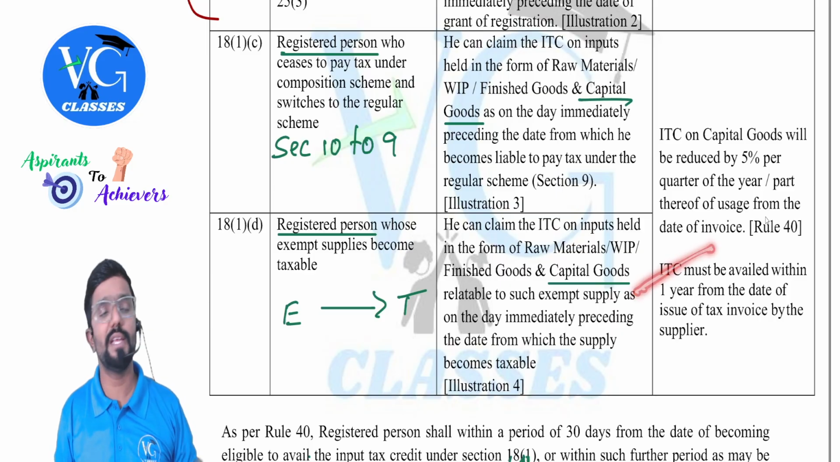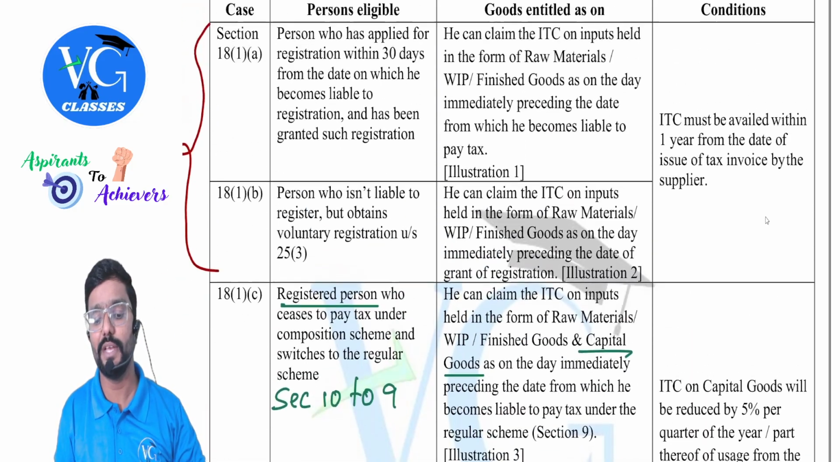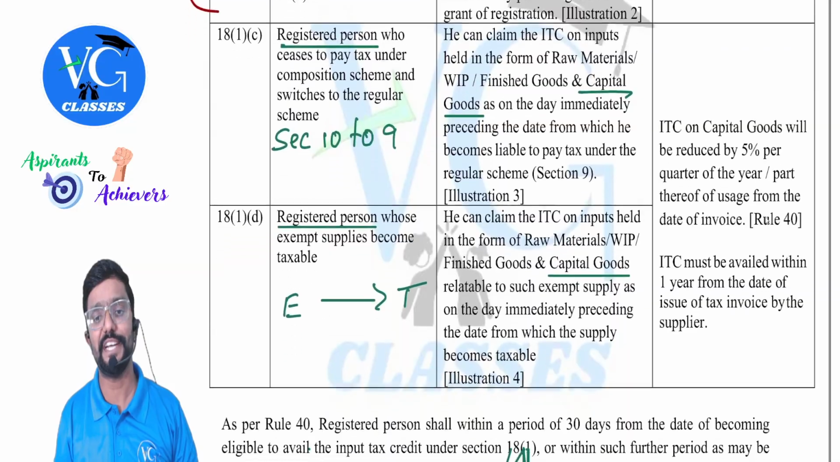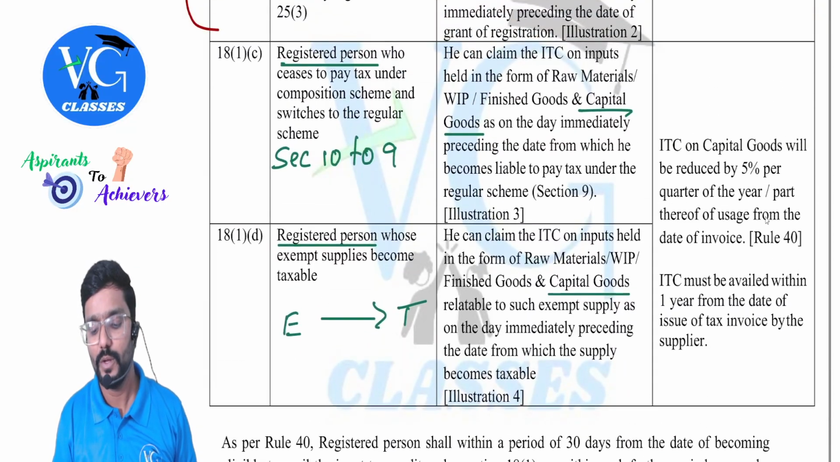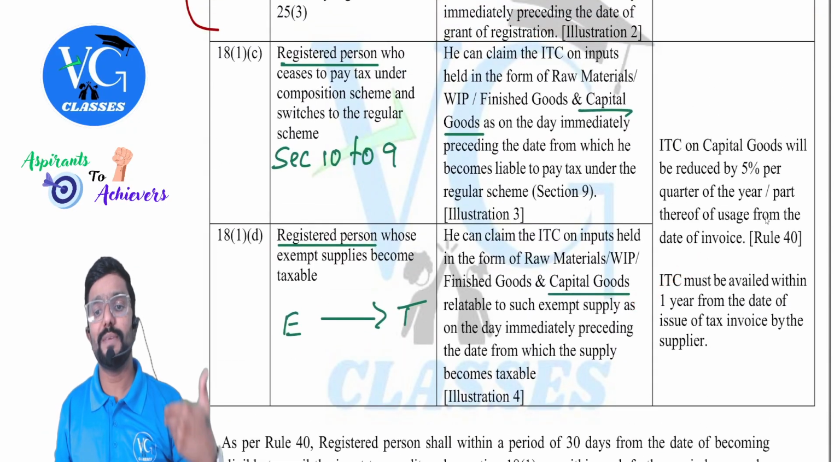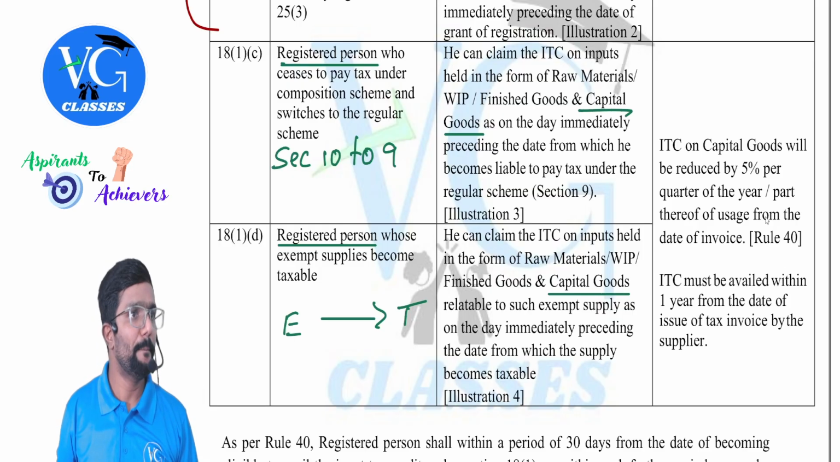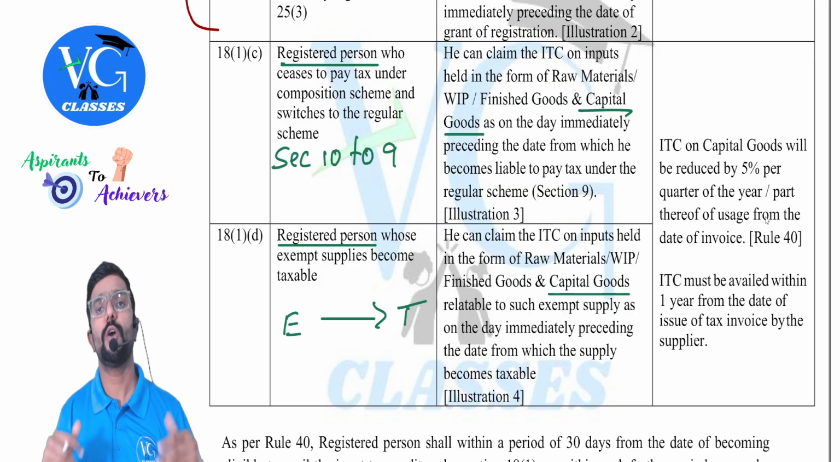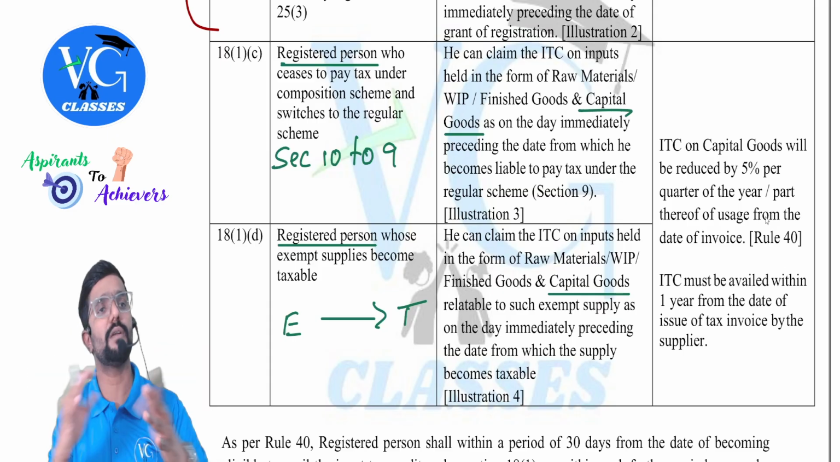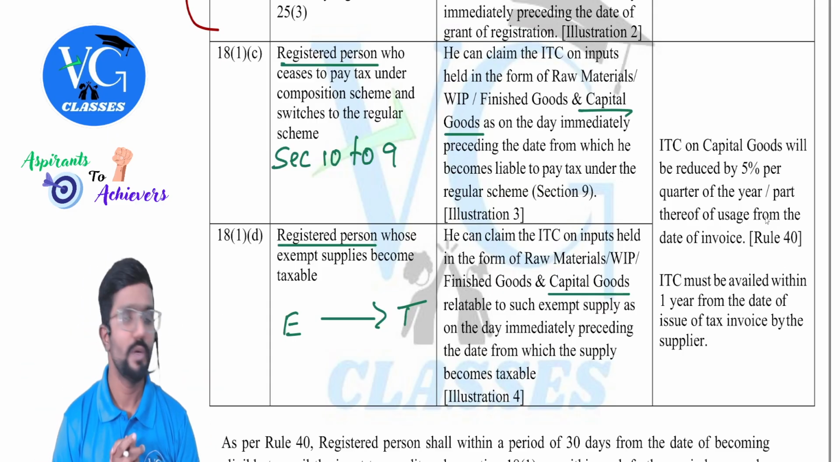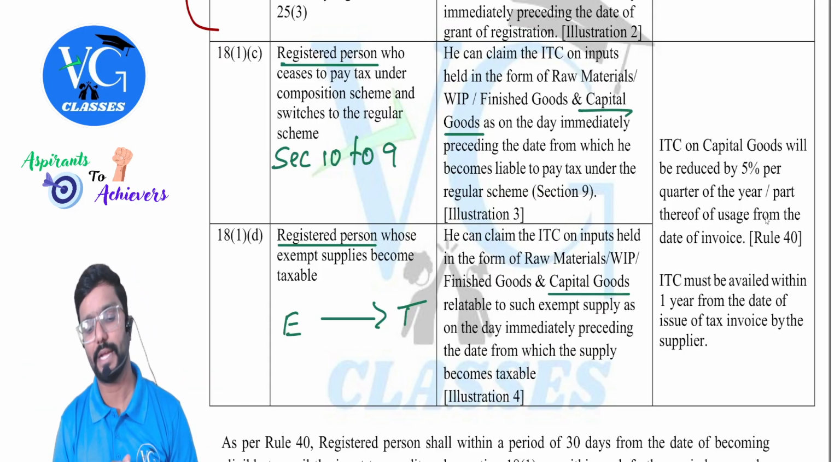Here also that 1 year condition is there? Yes. Above we had that 1 year condition, no? The same thing is copy pasted here also for C and D. ITC must be availed within 1 year from the date of issue of tax invoice by the supplier. If the goods are already older than 1 year, sorry, no credit for it.